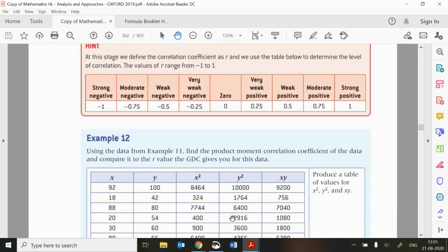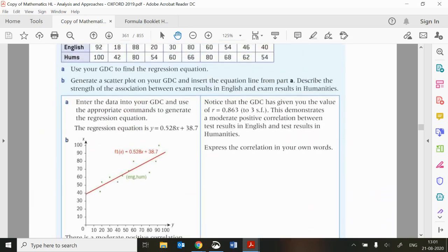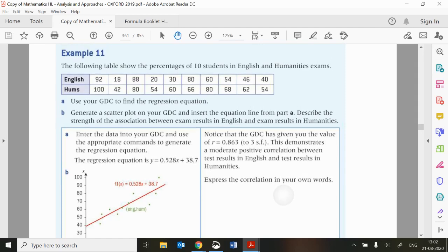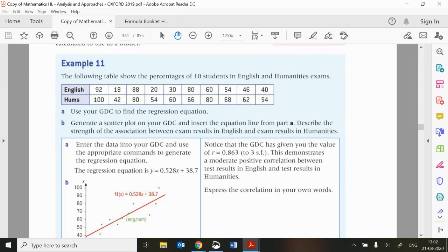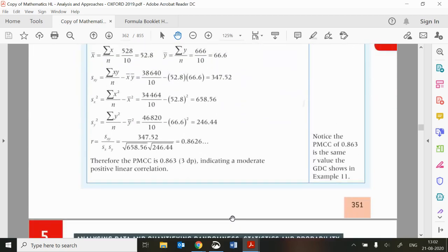And we want to know, for this correlation coefficient, the Pmcc, it ranges from -1 to 1. -1 is strong negative, 1 is strong positive, and you can see things in the center there. You're going to need to use that language. Very weak, 0.25. Weak positive, 0.5. Now, some questions will say express the correlation in words, and some won't. What I'm going to show you here is kind of the long way around in terms of these questions.